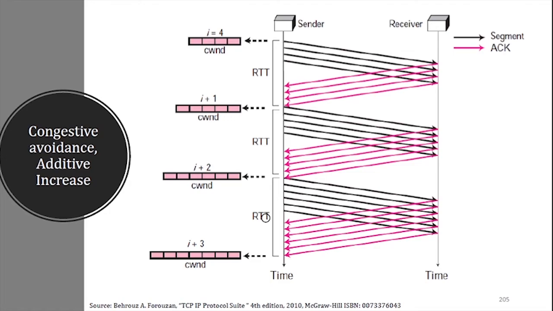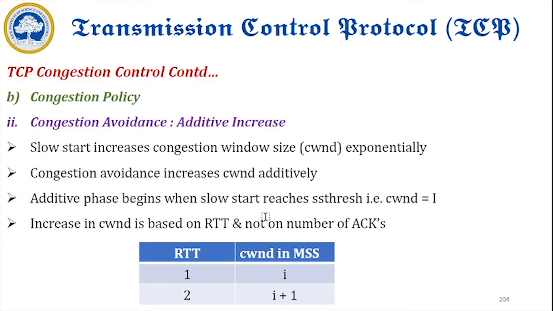And here is the example. After 2 round trip times, you will have the congestion window to be I plus 2. After 3 round trip times, the congestion window will be I plus 3. So this is how the congestion avoidance algorithm works. Here, increasing the size of the congestion window is done additively until a congestion is detected.